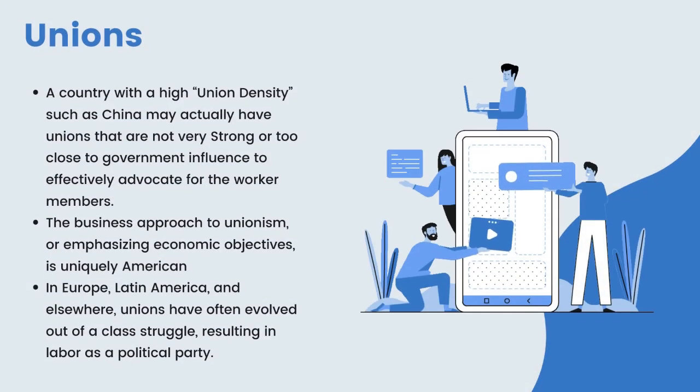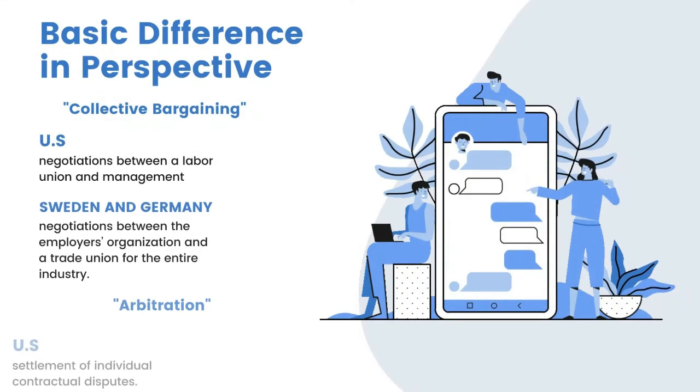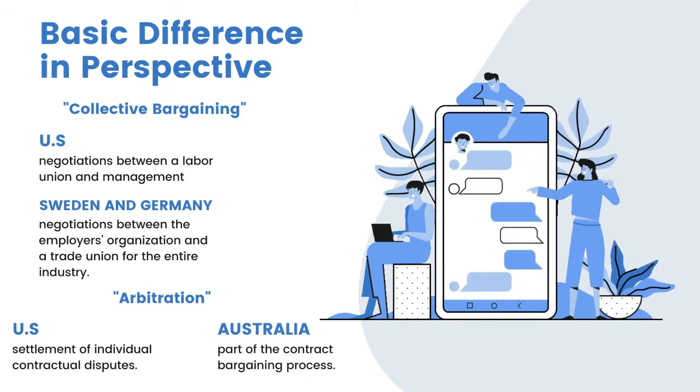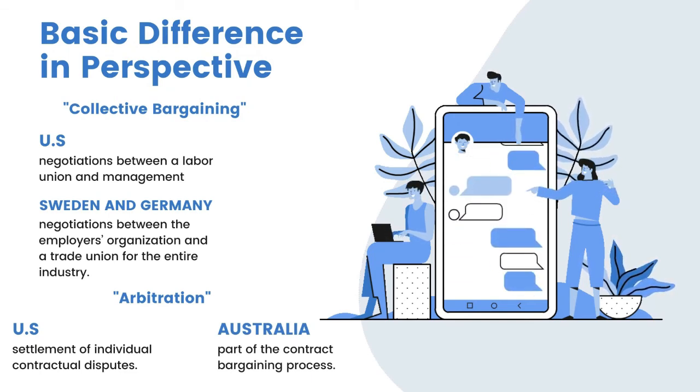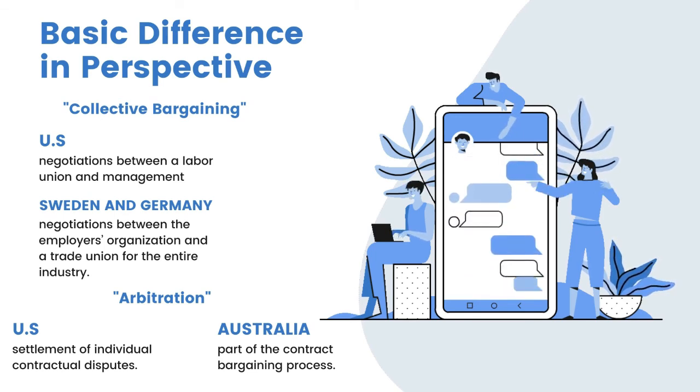It may include labor associations that do not actively promote labor issues. A country with a high union density such as China may actually have unions that are not very strong or are too close to government influence to effectively advocate for worker members. The business approach to unionism, emphasizing economic objectives, is uniquely American. In Europe, Latin America, and elsewhere, unions have often evolved out of class struggle, resulting in labor as a political party. The basic difference in perspective sometimes makes it difficult for US expatriates to understand how the labor relations process works, because even the same term may have different meanings.